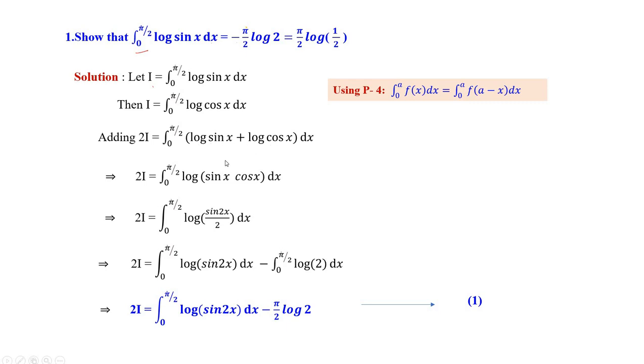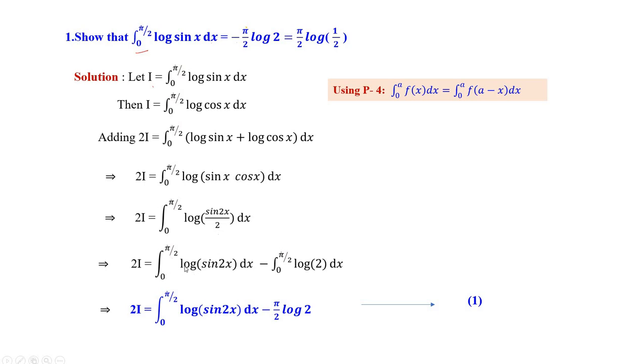Log a plus log b is log ab. So you have this step, and we know that this is nothing but sine 2x by 2. So 2I on the left side, that we keep writing. So the right side is integral 0 to pi by 2 logarithm of sine 2x by 2. So this is what we have.